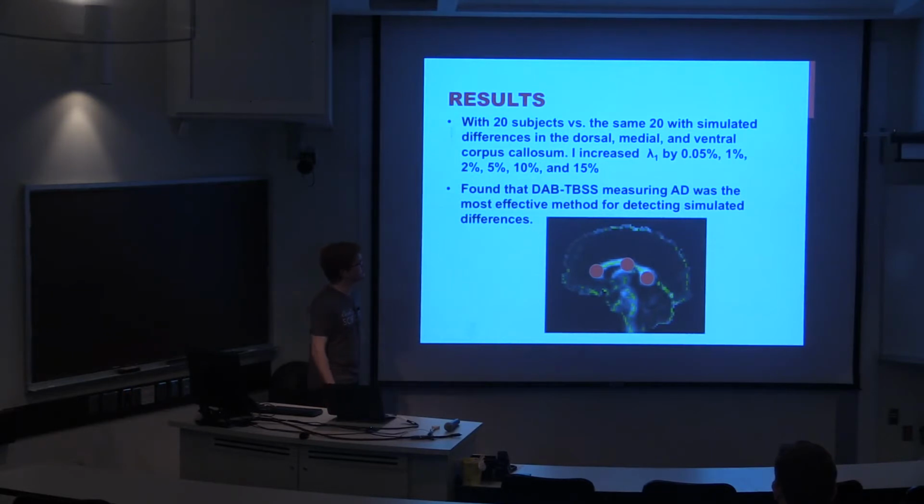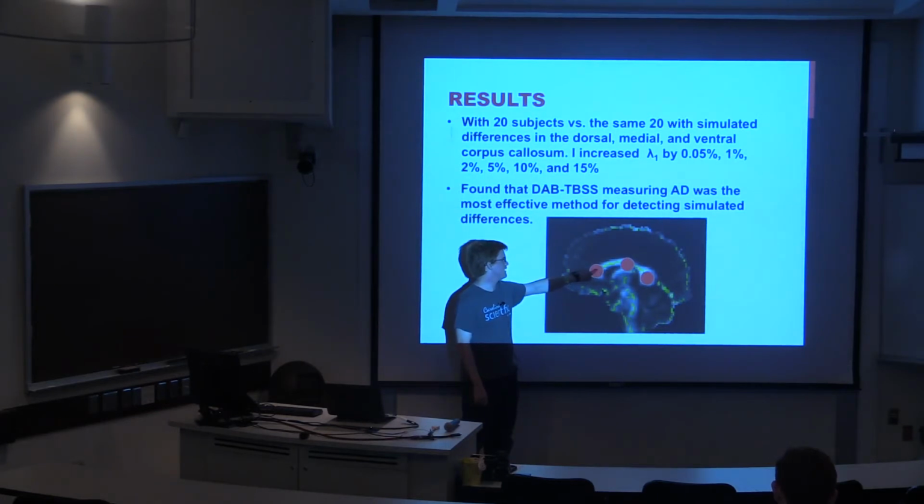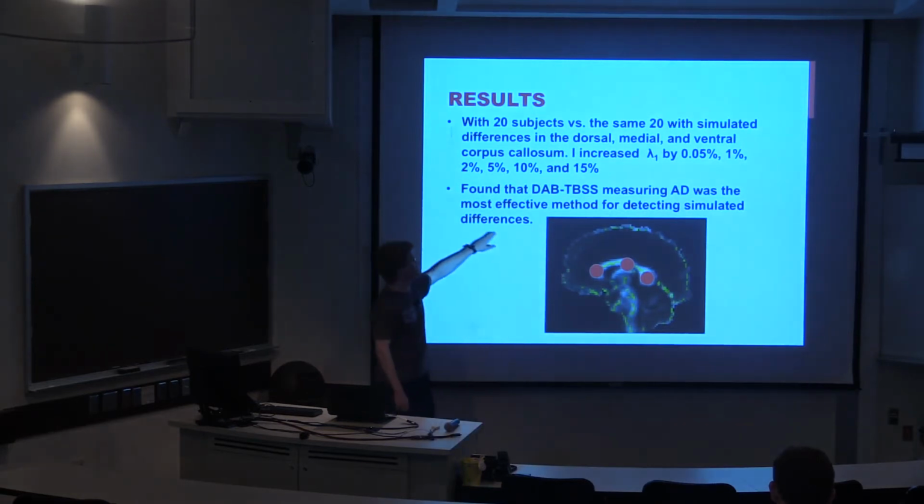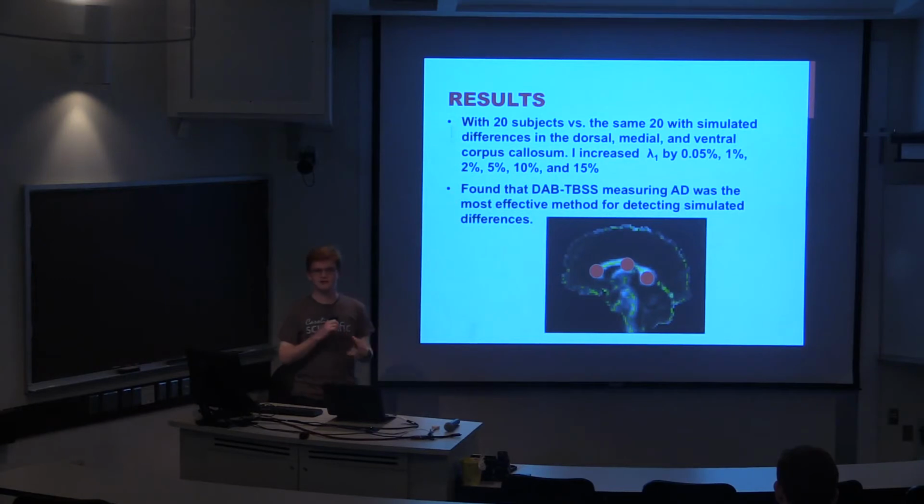For the specific tests that I ran, I took 20 subjects from another study that I was doing. I indicated for each subject the ventral corpus callosum, the middle corpus callosum, and the dorsal corpus callosum, in each of those in a sphere-shaped area. In all of those subjects, I increased the principal eigenvalue by 0.05%, 1%, 2%, 5%, 10%, and 15%. So just coming up with a lot of differences in intensities, and then seeing how large these differences have to be before TBSS can actually track or indicate those differences.